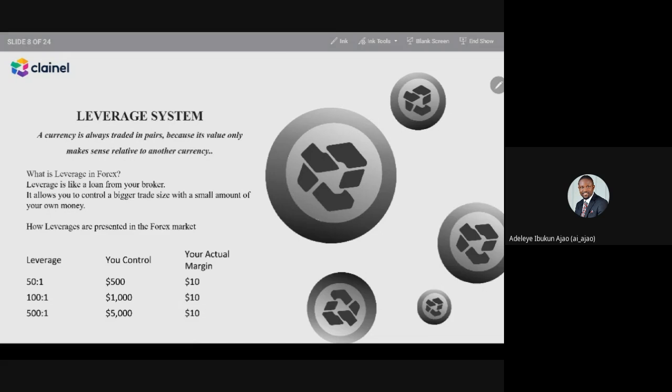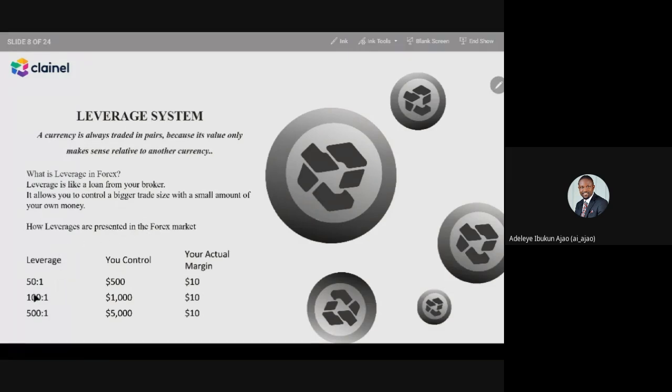We are all aware of who our forex brokers are. We have Exness forex broker, Deriv forex broker, FTMO, Funded Next. There are many forex brokers. You have to choose which works for you, which platform is more convenient for you. So now, how leverages are presented in forex, we have it right here.